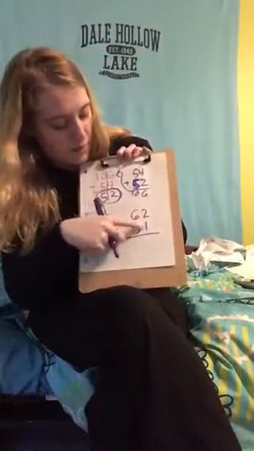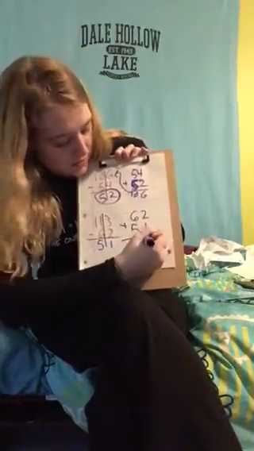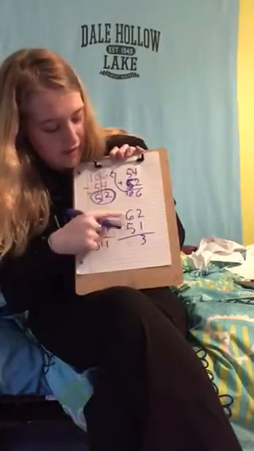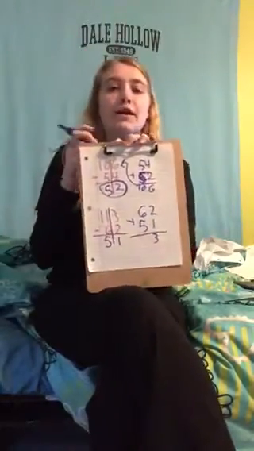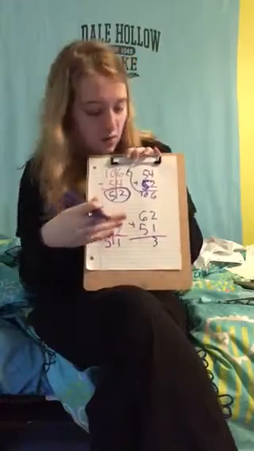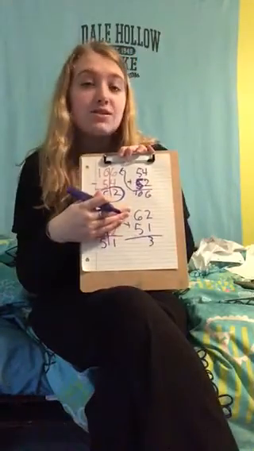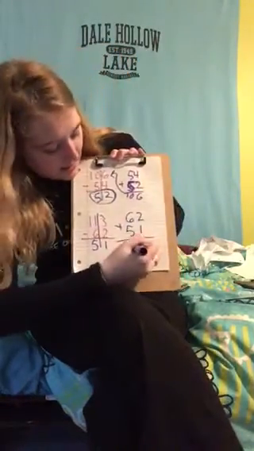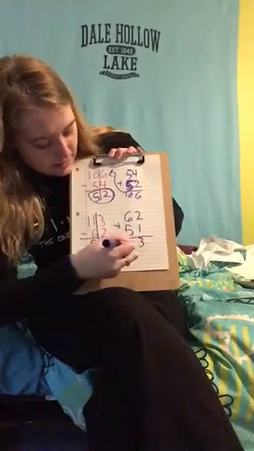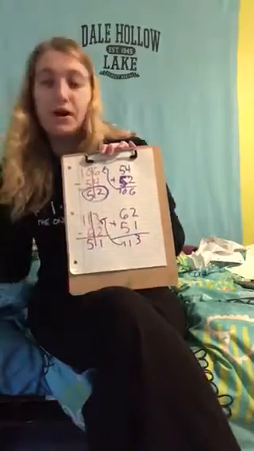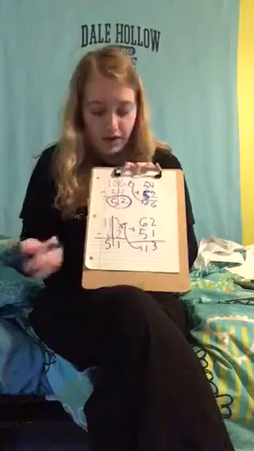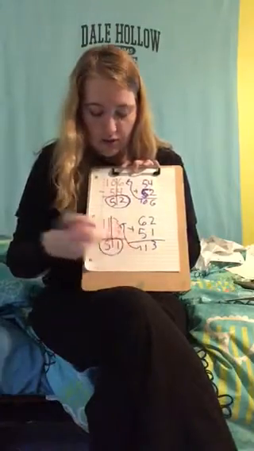And I'm going to add my 1 and my 2, I know is 3. And then my 5 and my 6, well, I know 5 plus 5 is 10. So 1 more with the 6 is 11. So my answer here matches my top number up here. So I know 51 is the correct answer.